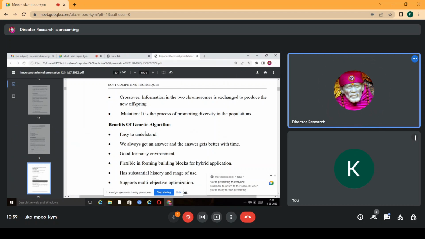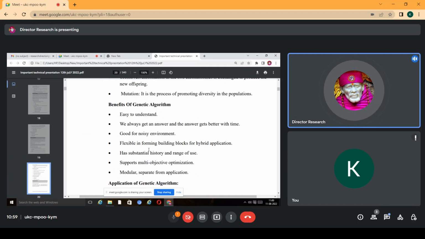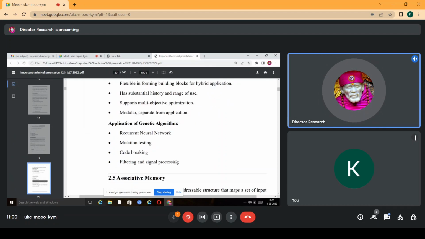What are the benefits of genetic algorithm? Easy to understand. We always get an answer. The answer gets better with time. Good for noisy environments. Flexible in forming the building blocks for hybrid applications. A substantial history and range of use. Supports multi-objective optimization, modular, separate from application. Applications of genetic algorithm: recurrent neural network, mutation testing, code breaking, filtering and signal processing.